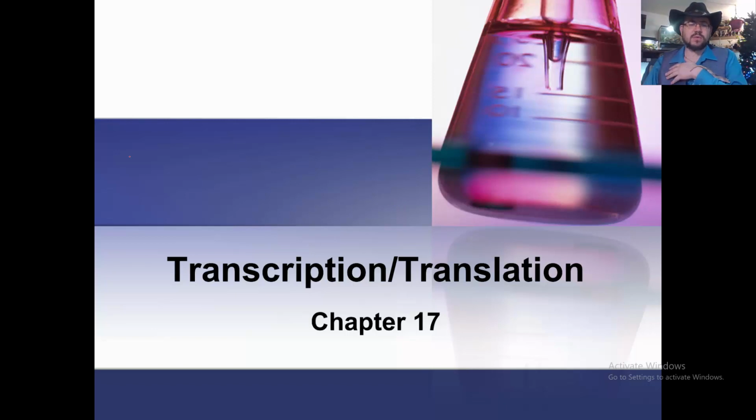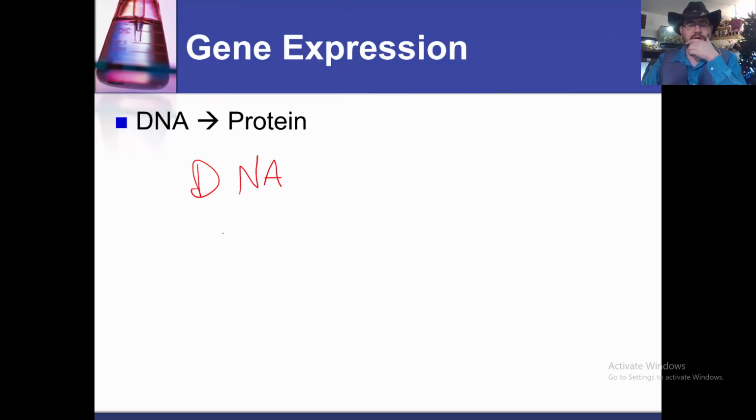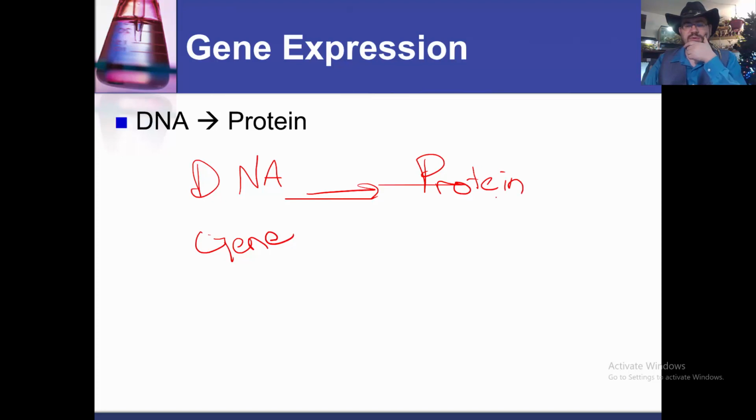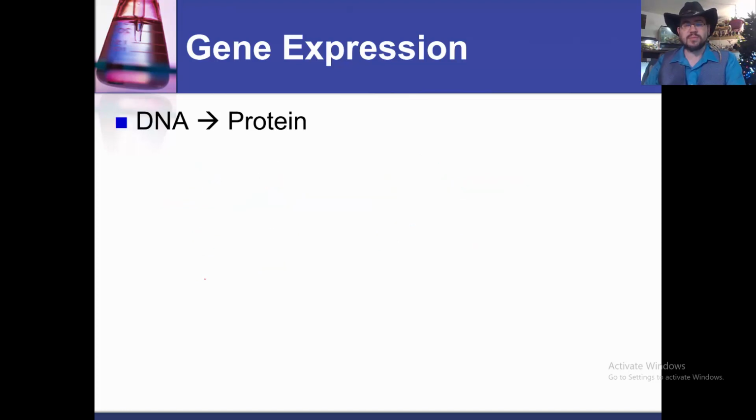So, let's just get right into what transcription and translation are. Transcription and translation refer to the central dogma of biology. Basically, what we're saying is that a constant rule in biology is that we go from DNA or gene to protein. The gene is the DNA, and in order to express the gene, we convert it to protein. So the central dogma of biology is gene or DNA to protein, and transcription and translation is all about how we accomplish that.